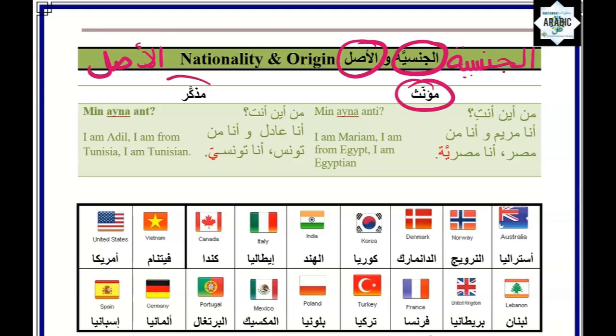Feminine, masculine. Where are you from? I am Maryam and I am from Egypt. I am Egyptian. Where are you from? I am Adel and I am from Tunisia. I am Tunisian. As you can see here, what we have is Tunisi, the nationality, and then we have Misriyya. The country's name is Masr, and the country's name here is Tunis.